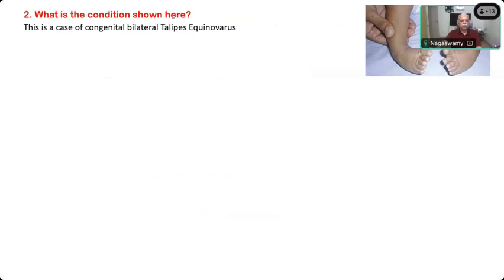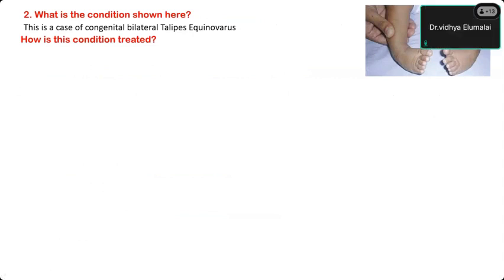So the next, what is the condition shown here? Bilateral congenital talipes. Okay, in the exam, don't use abbreviations. Try to say the full expanded version as much as possible. So this is a case of congenital bilateral talipes varus. How is this condition treated?